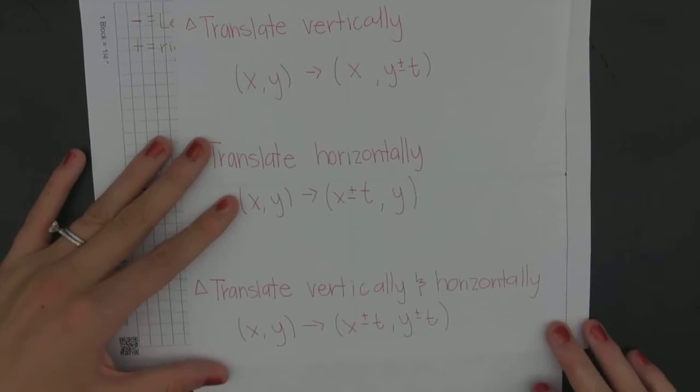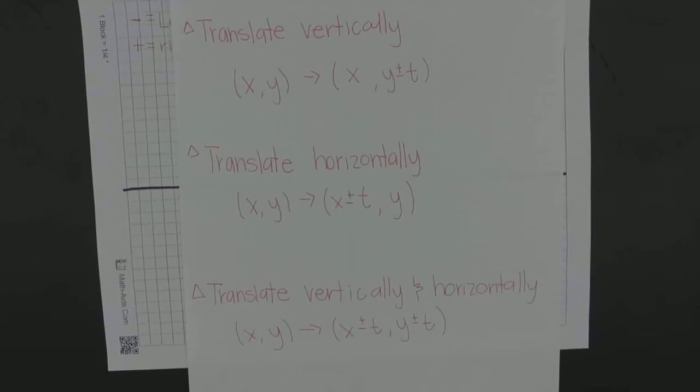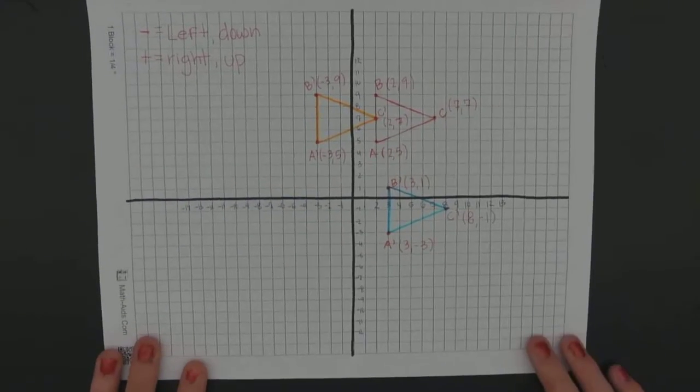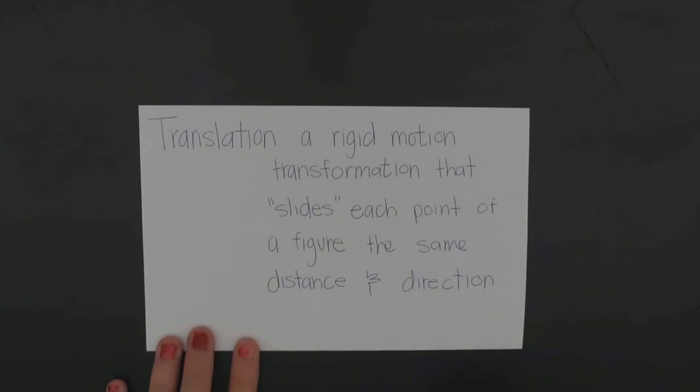So those are our general rules if you like to remember rules. If you don't, you just kind of count your points. Okay, so I'll wrap up again by saying that a translation is a rigid motion transformation that slides each point of a figure the same distance and direction.